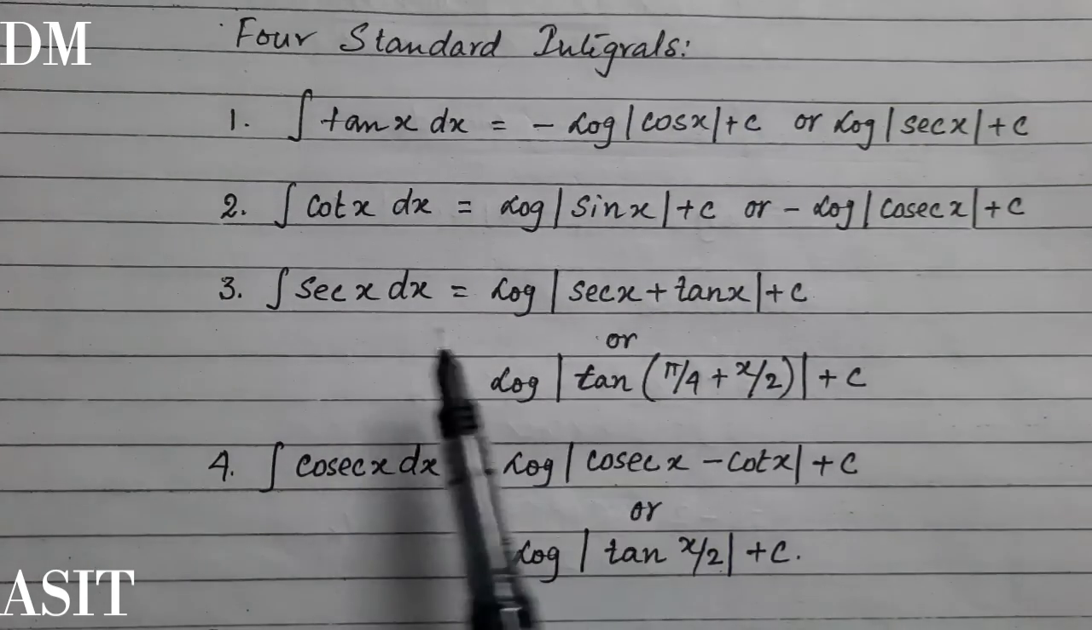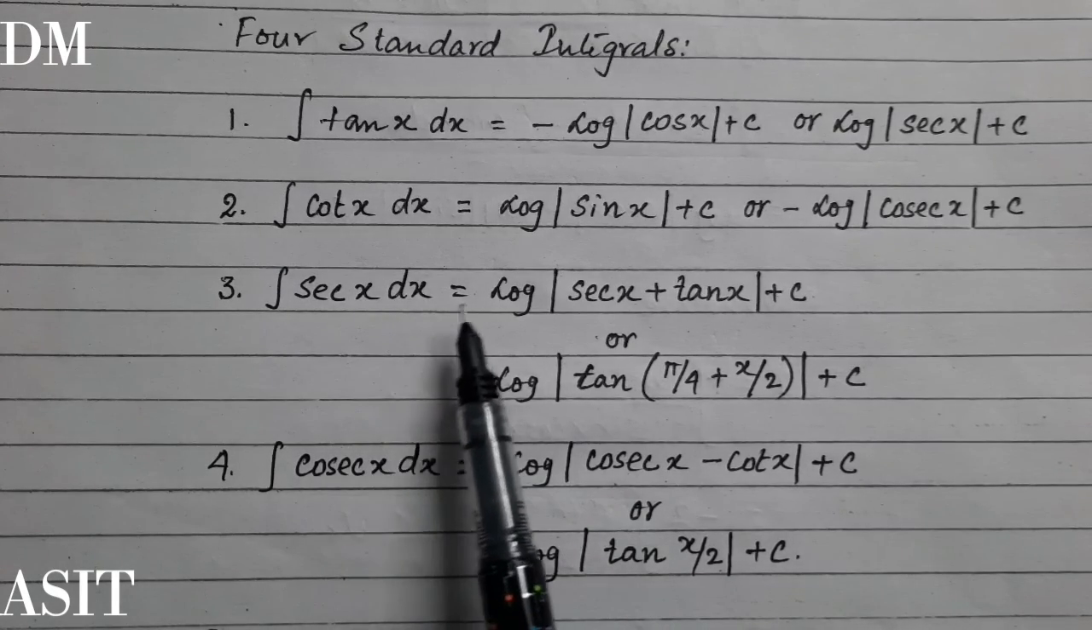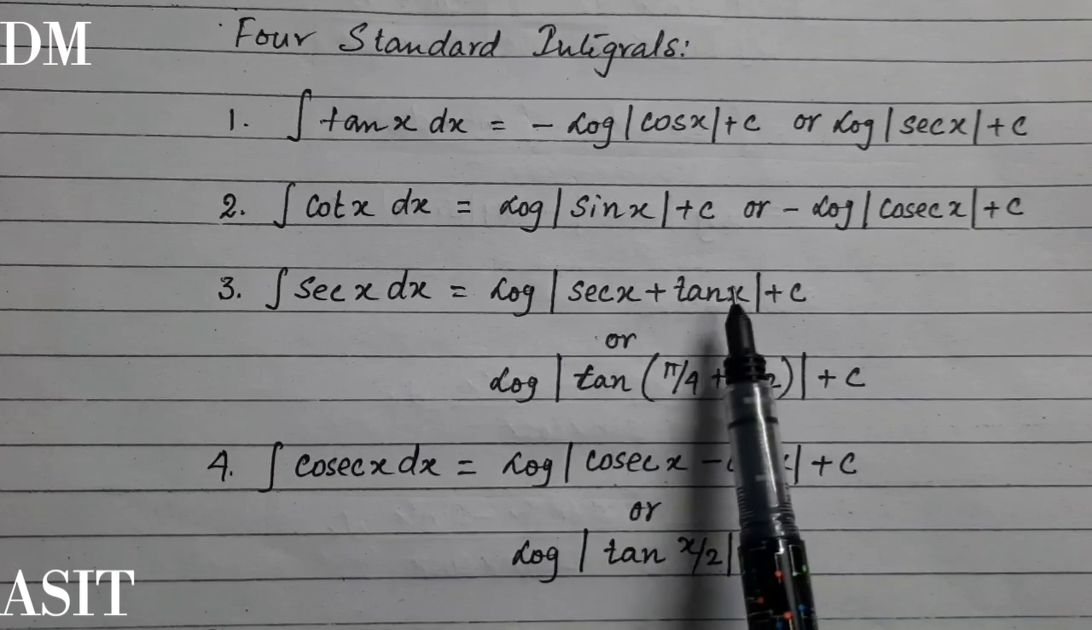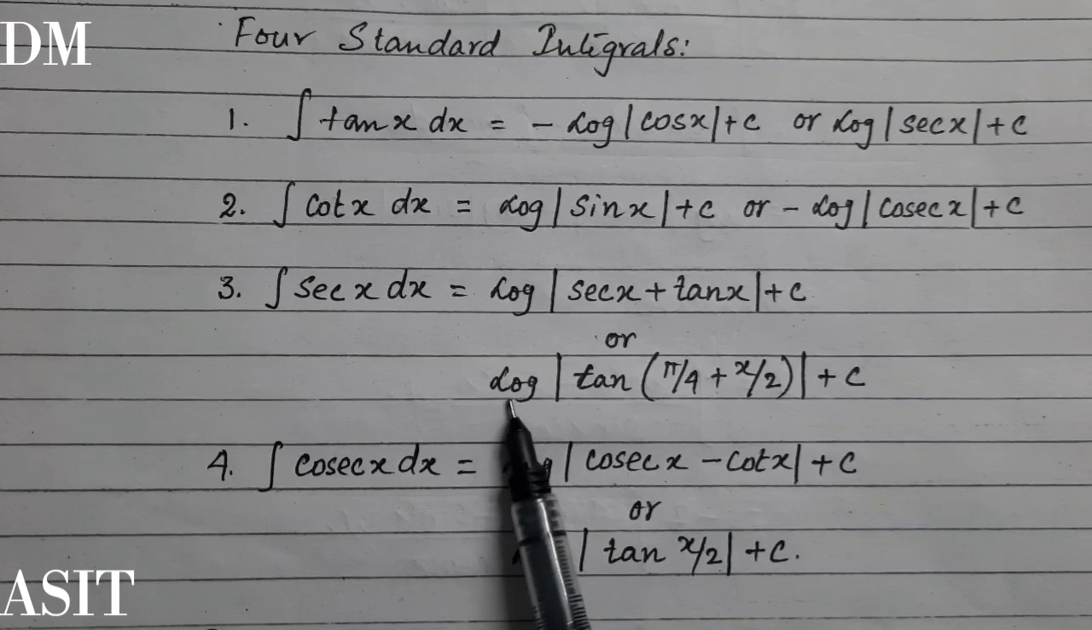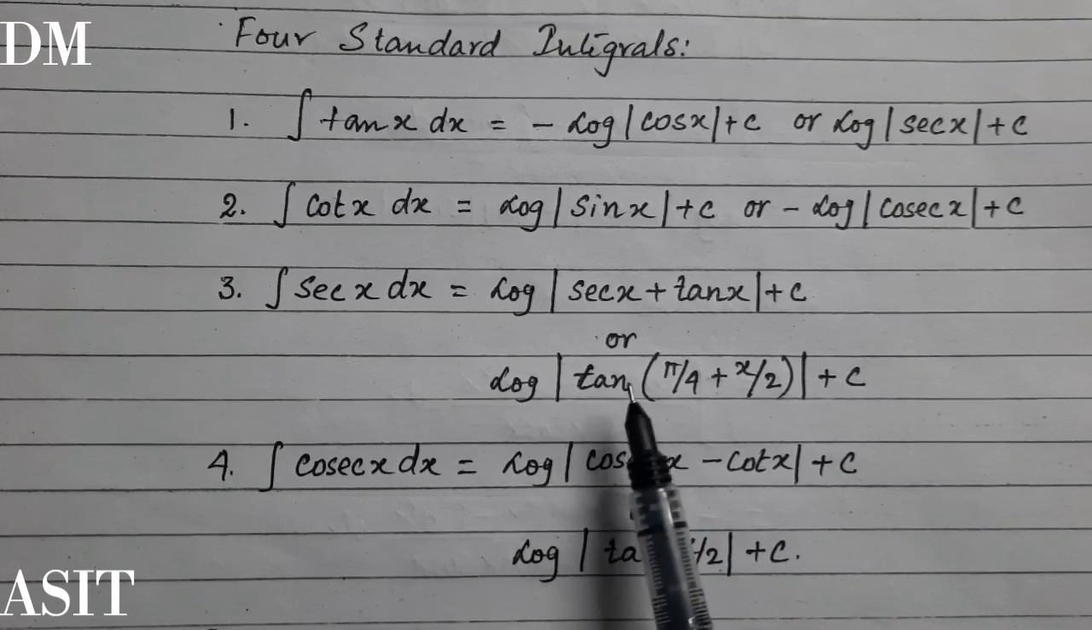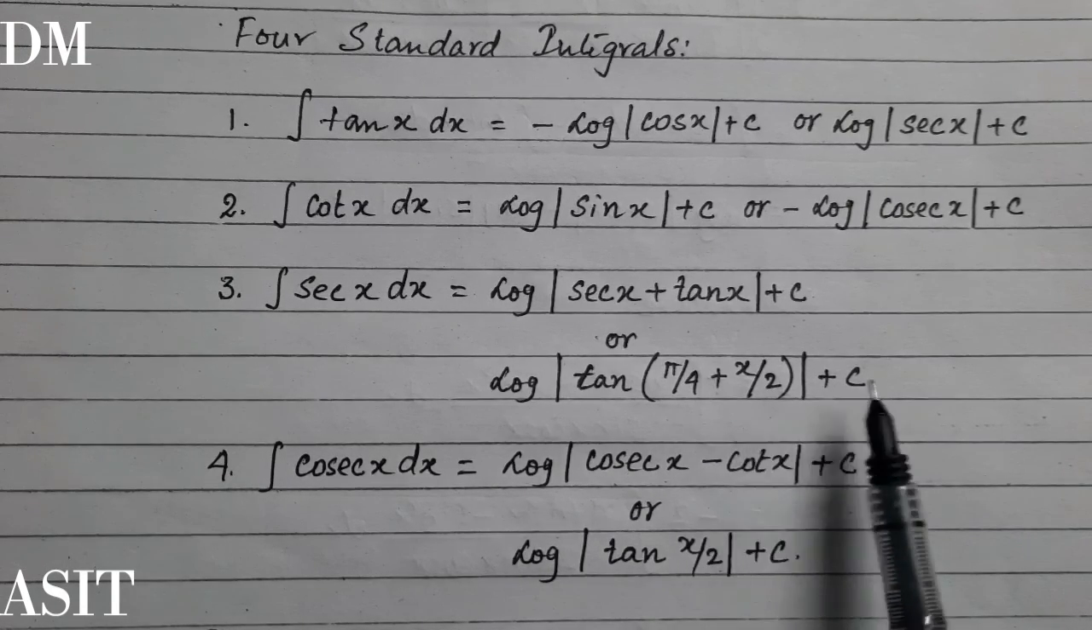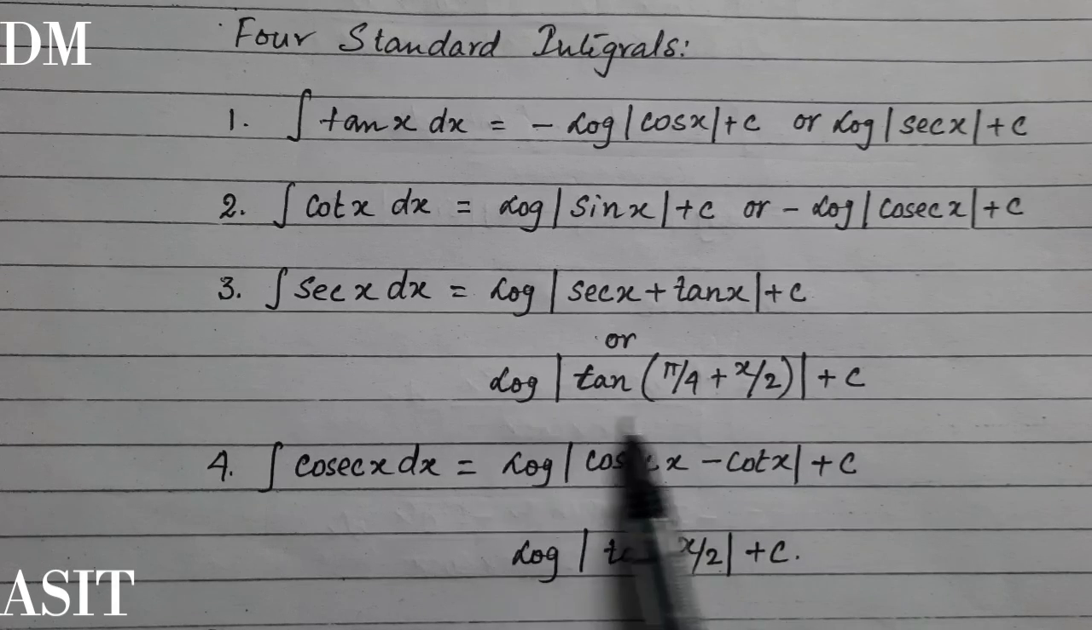So we proved that integration of secant x dx equals log of mod secant x plus tan x plus c. Now we can also write this as log of mod tan of pi by 4 plus x by 2 plus c. Let's see the proof of this part.